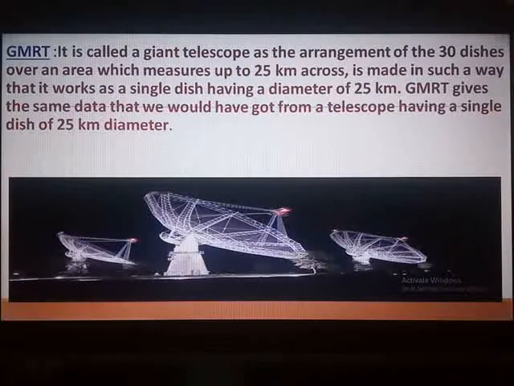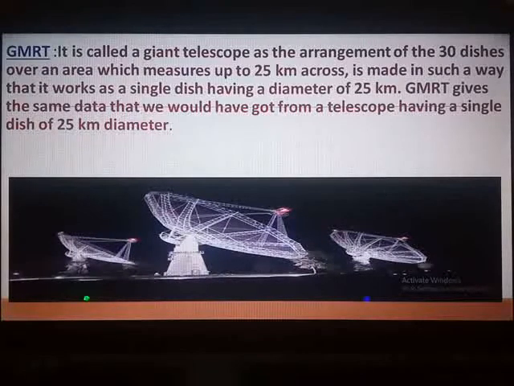The main radio telescope which you are going to study in detail in your syllabus is the feather in India's cap, that is GMRT. It is a large, giant telescope, which is called the Giant Meter Wave Radio Telescope. The full form of GMRT is Giant Meter Wave Radio Telescope. It has been erected in Narayangaon near Pune, and it uses radio waves having wavelengths of about a meter, which are coming from the planets and stars, to study those heavenly bodies.